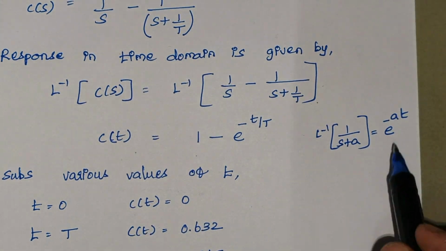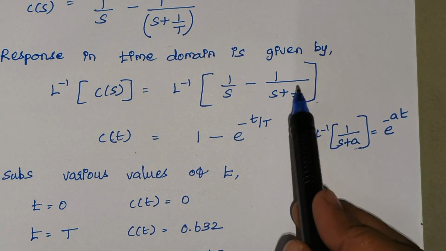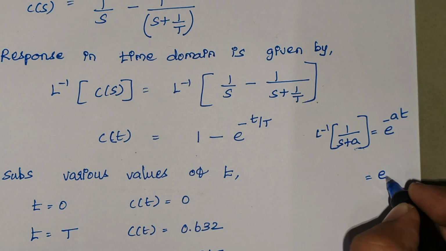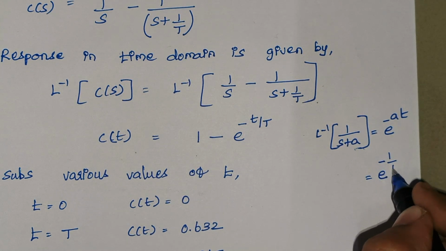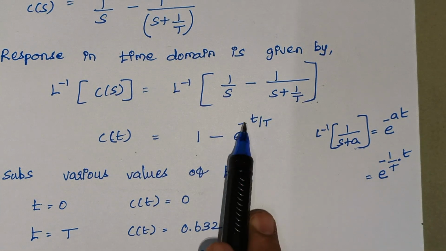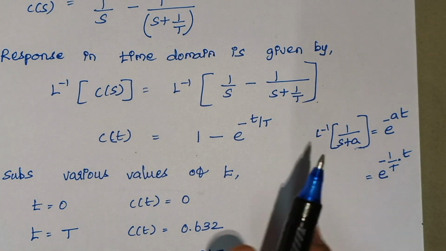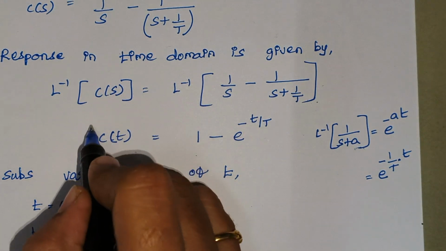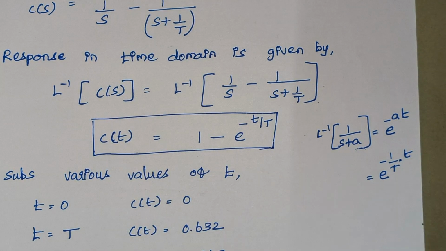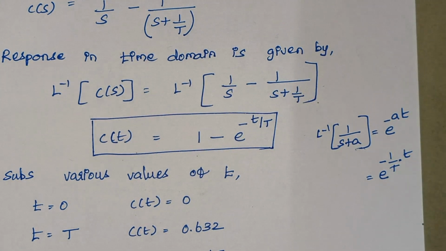So here in the place of a I am having 1 by T. When you substitute, that will become e to the power minus 1 by T multiplied by this small t. So here I have directly written it as minus t by T. So this is our final output response of a first order system for unit step input.